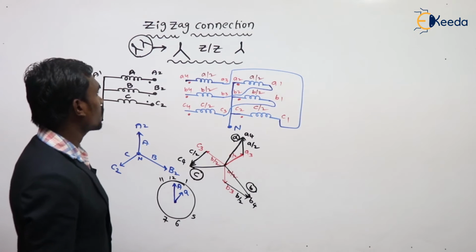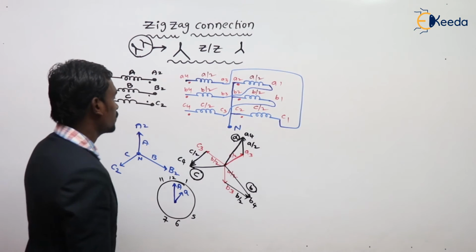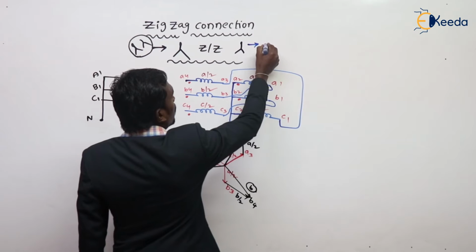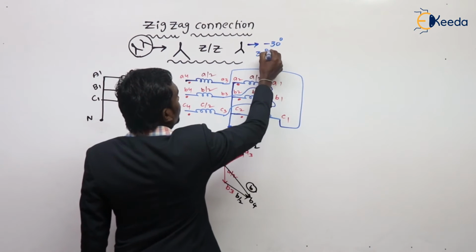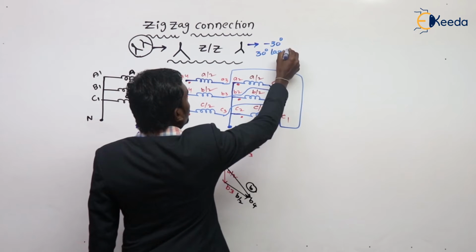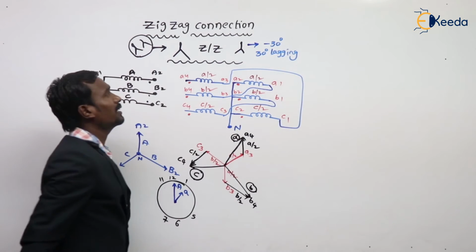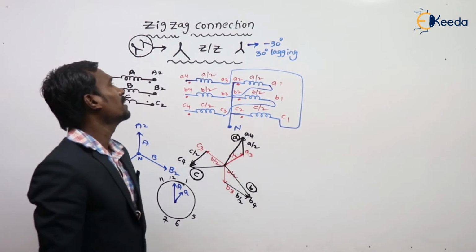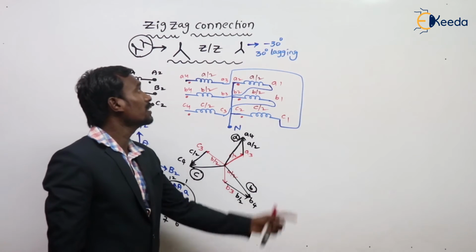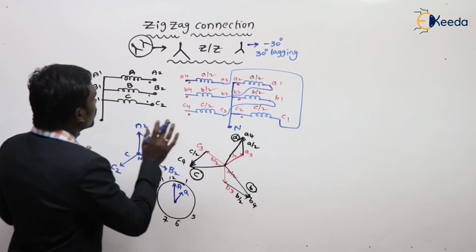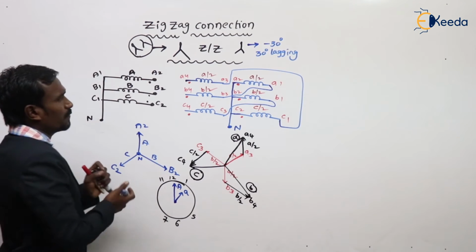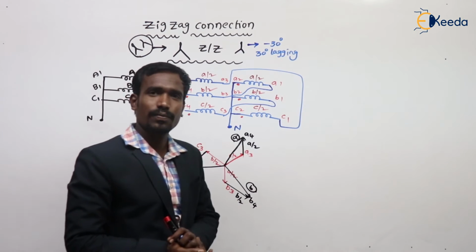Nothing but the star zigzag star provides us minus 30 degrees, or simply 30 degrees lagging displacement. The star zigzag star gives us 30 degrees lagging displacement. This is the star zigzag star connection for the first configuration.